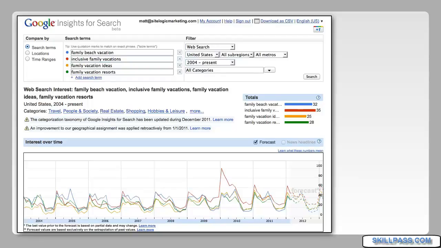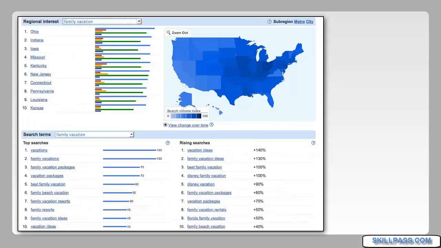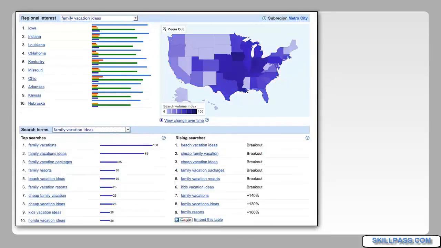So we can look at our keyword trend, we can look at the consumer trend in the preference for that word, and then we can also look at the regional trend. And we can see for the term family vacation, for this map, the darker states are the ones that are searching on that term by index more than other states. And what we see is the Midwest searches more on the term family vacation than other parts of the country. Same thing when we look at family vacation ideas. The Midwest searches more on that term by index than other states around there.